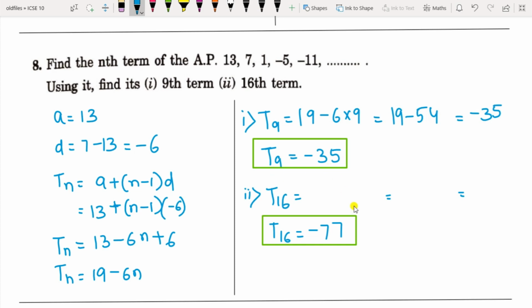So T9 is minus 35, and in the same equation you have to substitute 16. So 6 into 16 here. So 19 minus 96, that will give you minus 77. So T16, that is the 16th term of this AP, is minus 77, and the 9th term of the AP is minus 35.